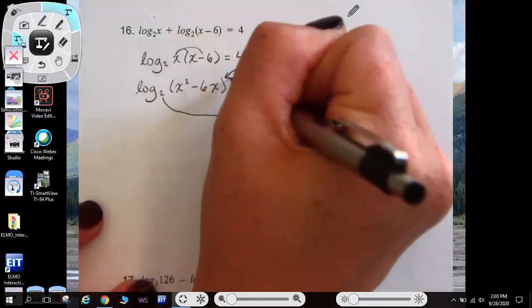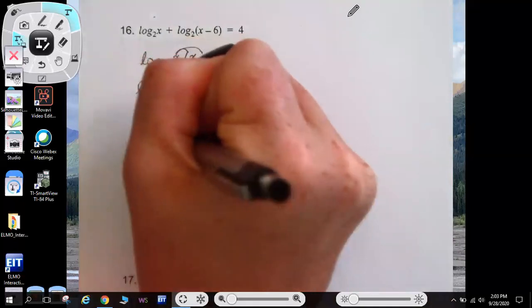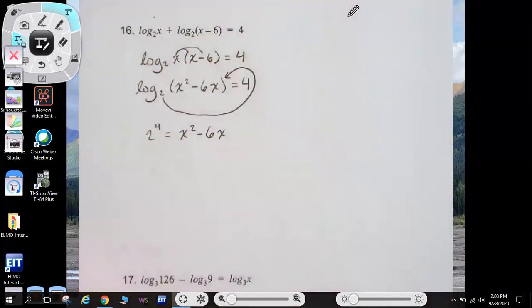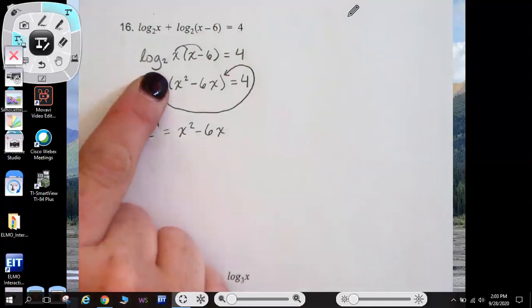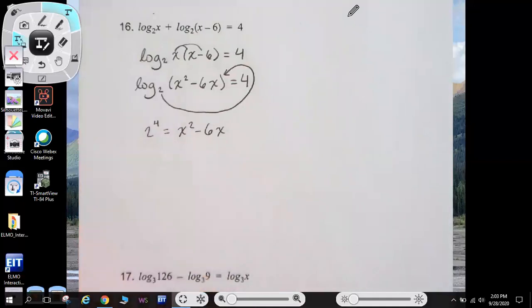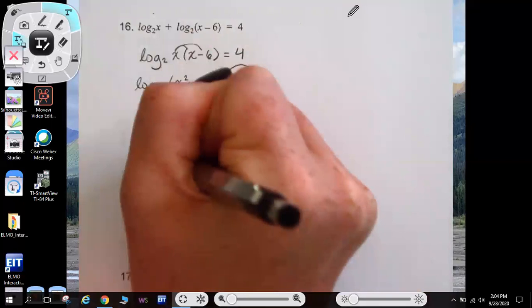Start with your base, draw a counterclockwise loop. So we get 2 to the 4th power equals x squared minus 6x. If you left this logarithm off too early, you would end up with x squared minus 6x equals 4 instead of 2 to the 4th, and you would not be able to factor correctly. Okay, 2 to the 4th power is 16.